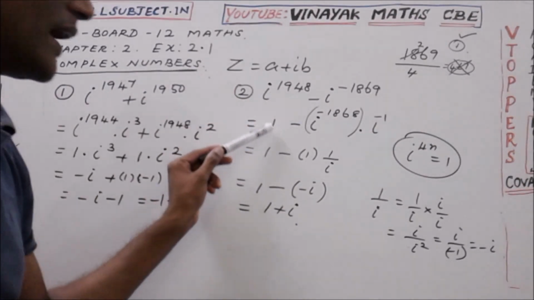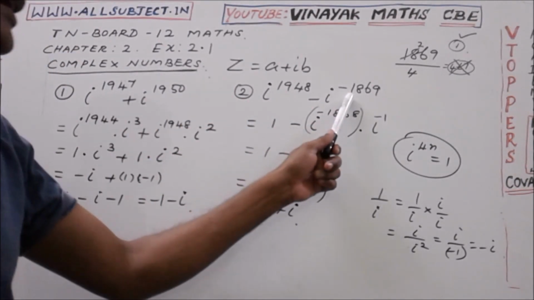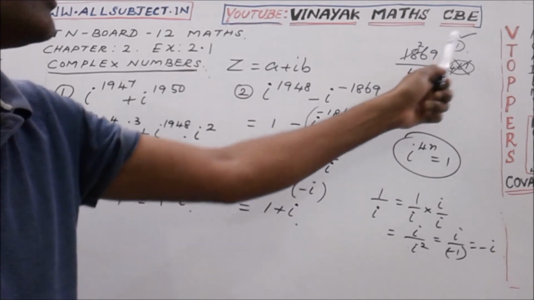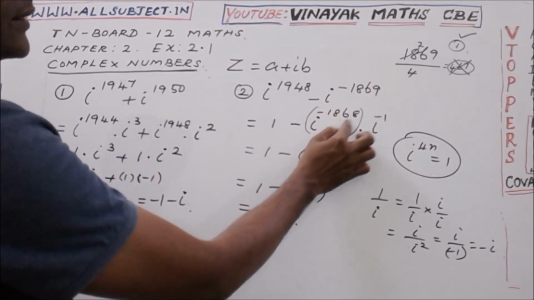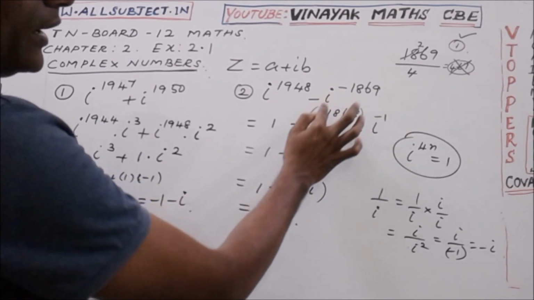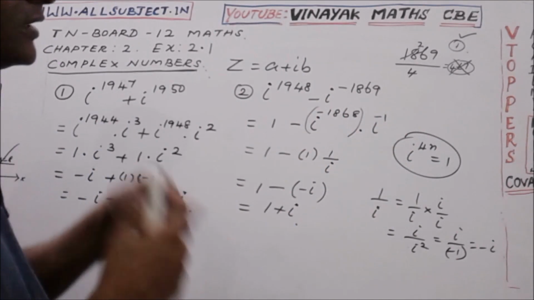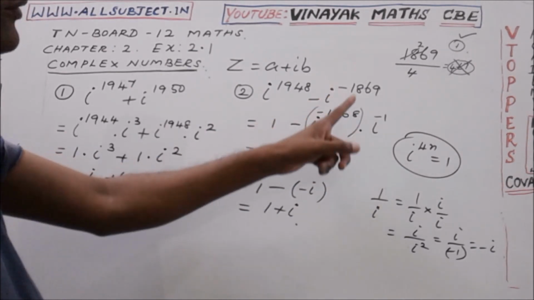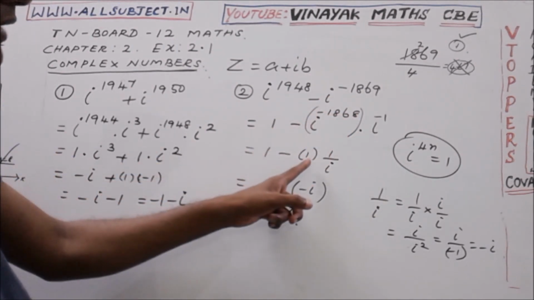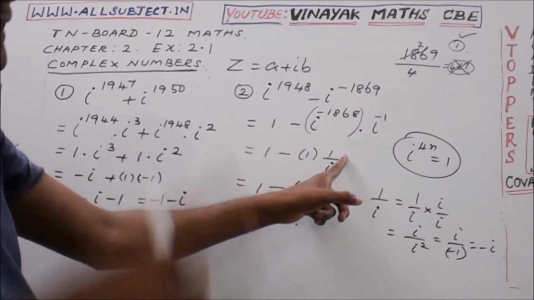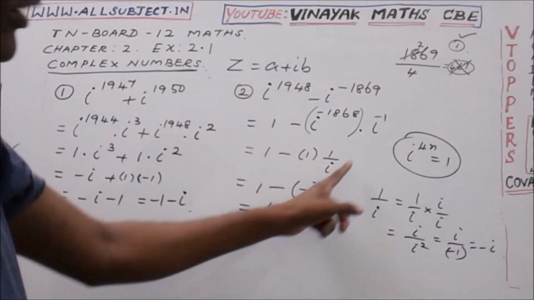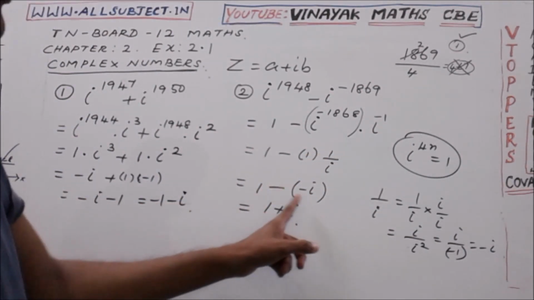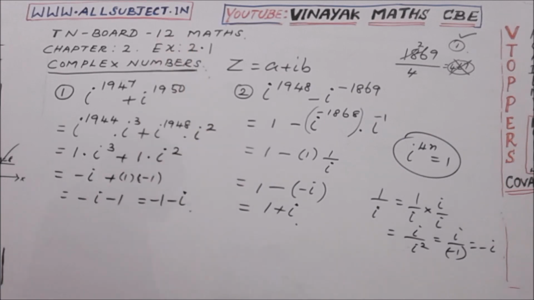For the second one, 1948 is a multiple of 4, so directly we write it as 1. The other is not a multiple of 4; dividing by 4, the remainder is 1, so we split the power as 1868 into minus 1. 1868 is a multiple of 4, so it is taken as 1. I power minus 1 is rewritten as 1 by i, whose value is minus i. Replacing 1 by i by minus i, 1 minus of minus i is 1 plus i. That is the answer for question number 2.